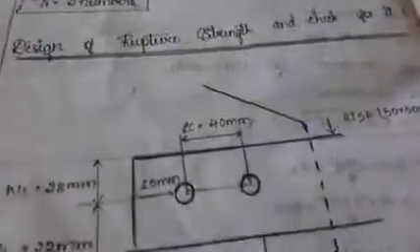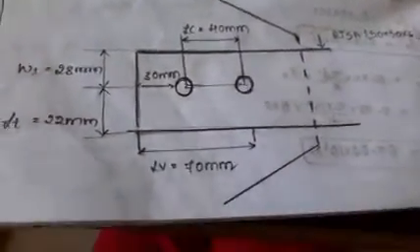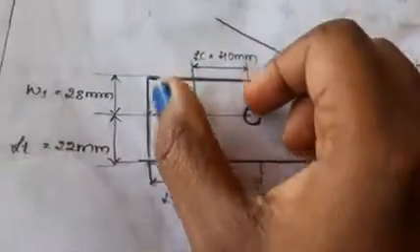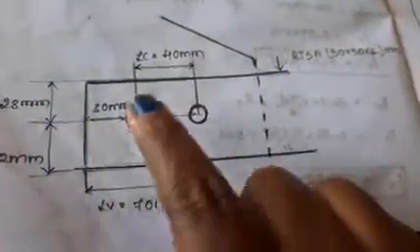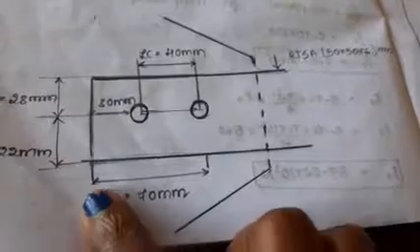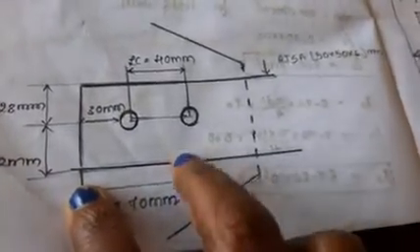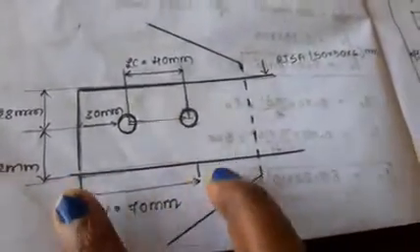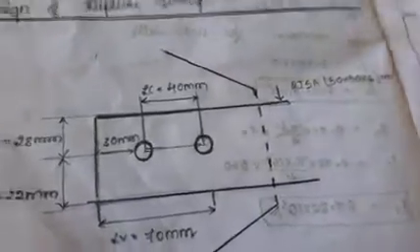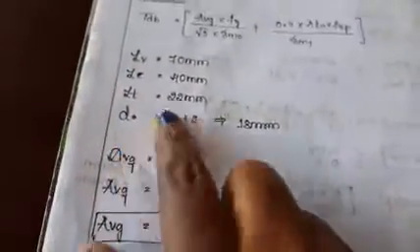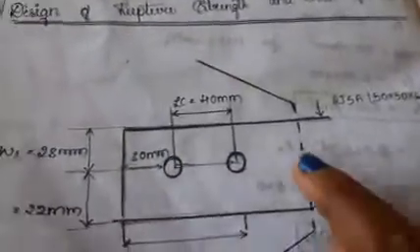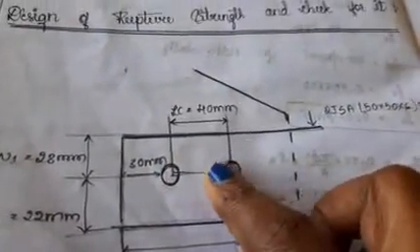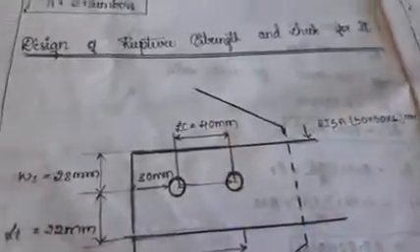How does it become 70? It is from here. So this is Lv, from this to this. The pitch distance is 40 and the edge distance is 30. So together 40 plus 30 is 70, from this edge to the center of the next bolt. So Lv is 70 mm. Lc is nothing but the pitch distance, so that is 40 mm.